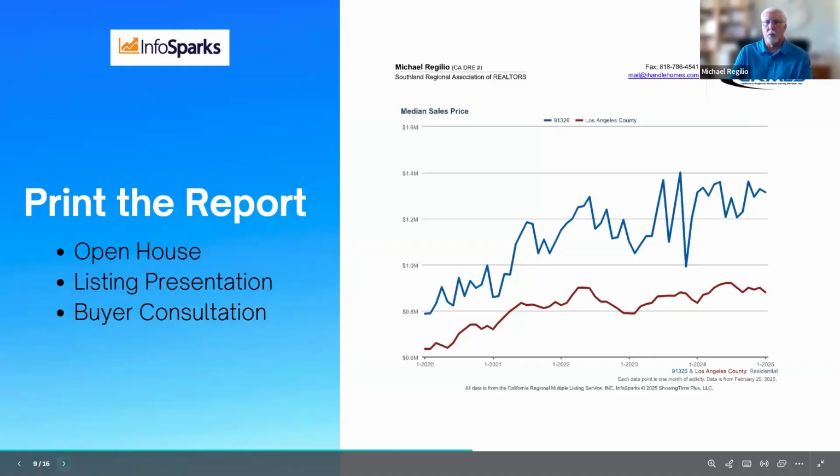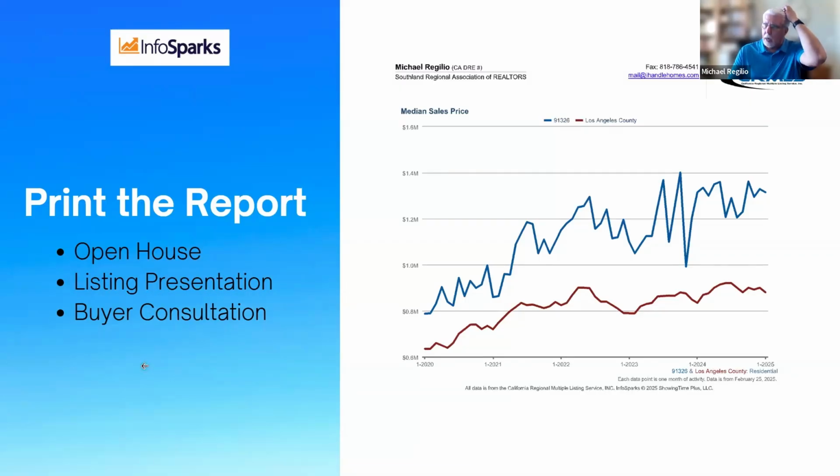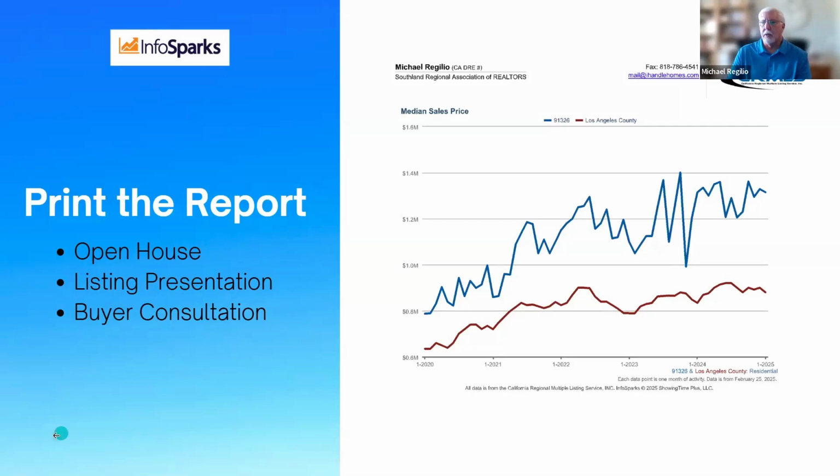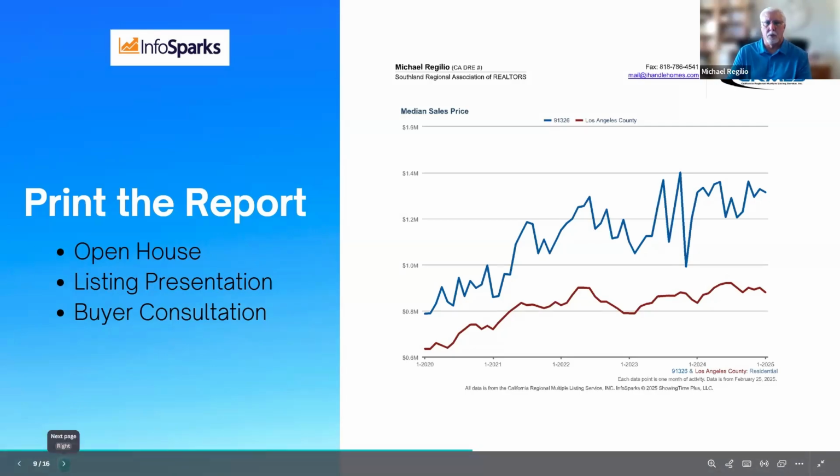You can print the reports inside of InfoSparks, so you can use them around your open house. Here's what's going on inside of 91326. Here's what the median sales price is. So you have something available at your open house to be able to have conversations with the prospects that are coming in.